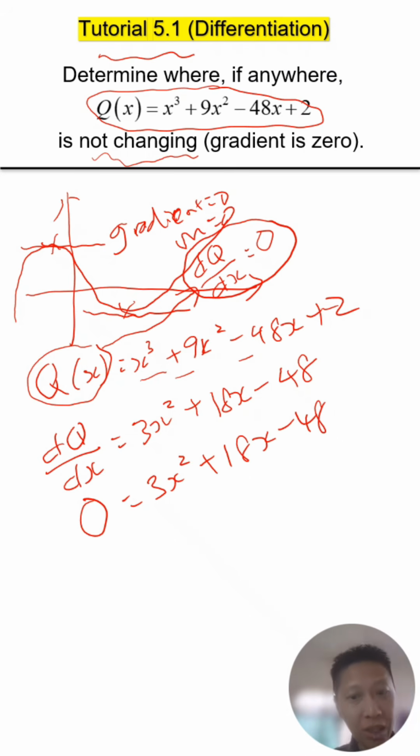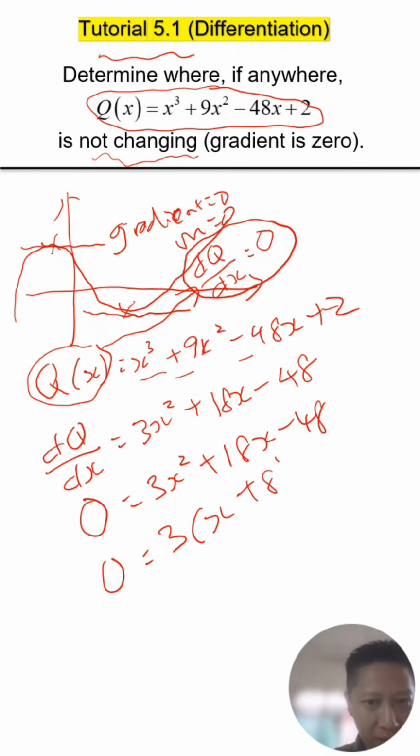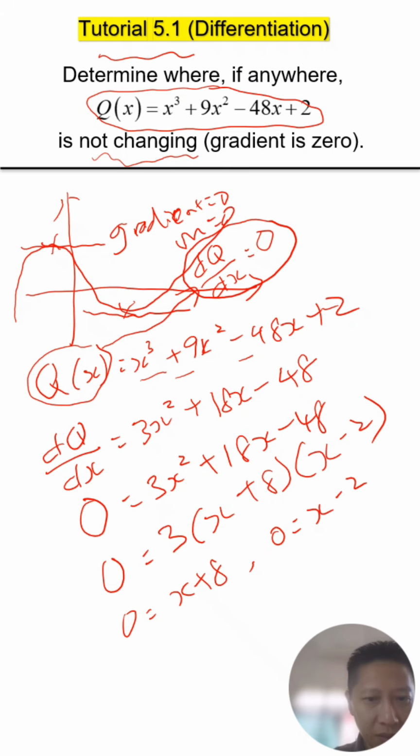Now we have a quadratic equation. We can use the calculator or we can use the factorized approach to solve it. So we get x plus 8 times x minus 2. Setting each to 0, x plus 8 equals 0 and x minus 2 equals 0. After we rearrange, we get x equals negative 8 and x equals 2.